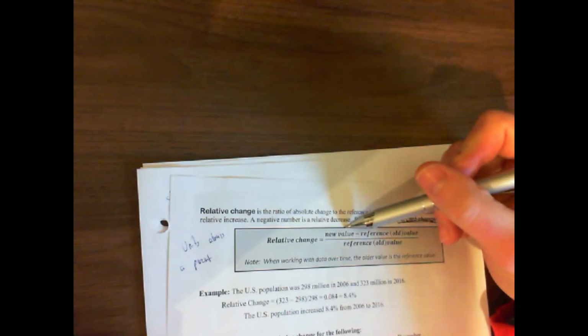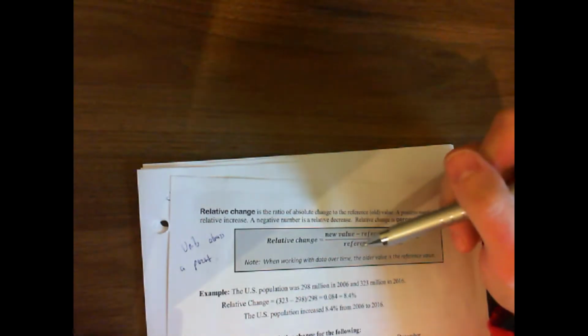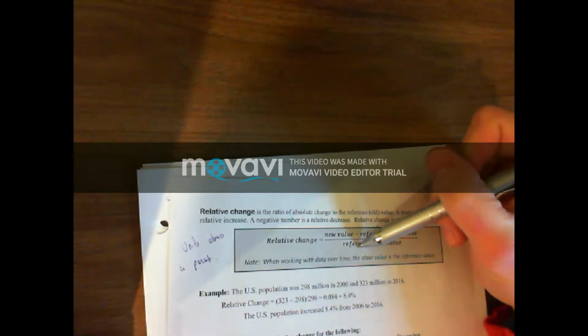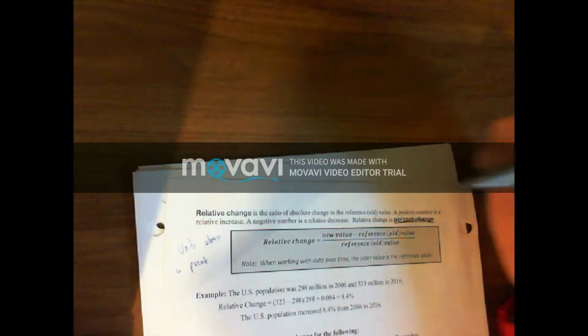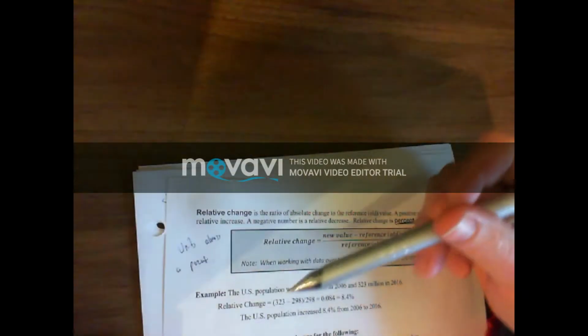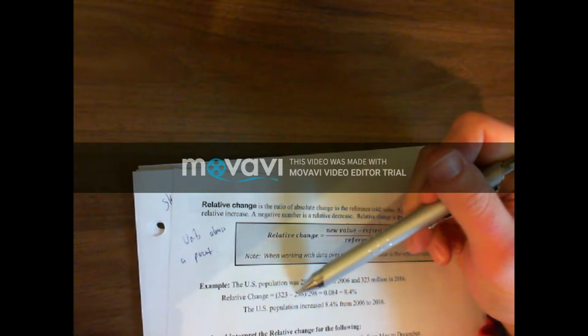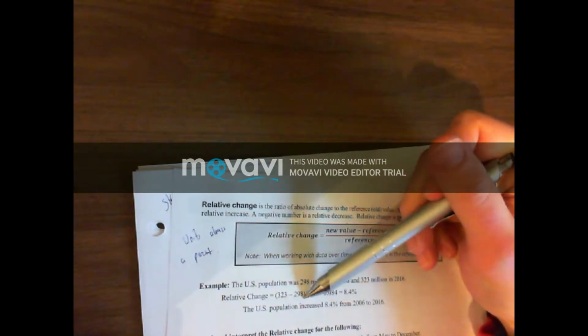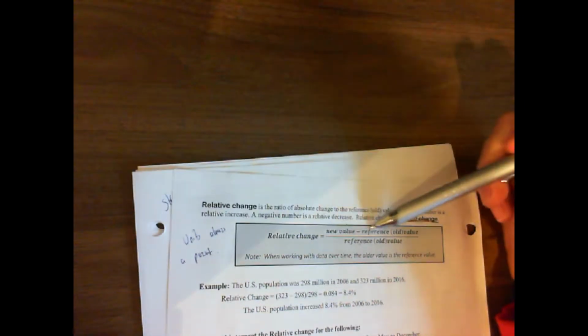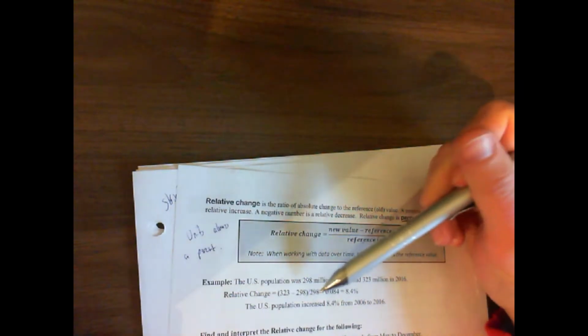So how do you find it? Formula: relative change is the new value minus the old or reference value, divided by the old or reference value. Again, if we're working with data over time, it's very easy to determine the new and the old. So the example they give, again, the U.S. population. U.S. population was 298 million in 2006, 323 million in 2016. So the relative change, 323 minus 298. And notice I put these in parentheses because we need to do this first. So we have to subtract first, and then we divide by the old or reference value.